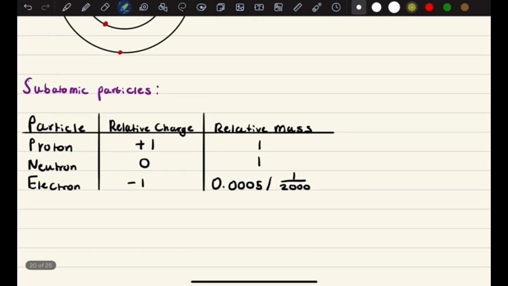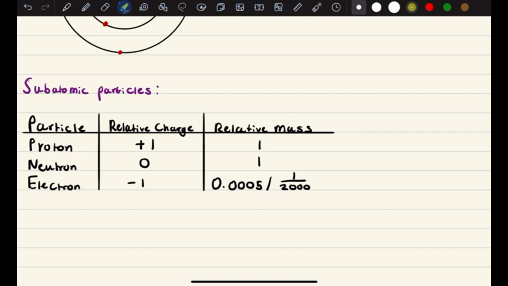Now, subatomic particles as well is quite important. So the subatomic particles, your protons, your neutrons, and electrons, we compare their charge and their mass in relation to each other, just because obviously these are really tiny. If you think that atom's tiny enough anyway, these are really tiny. So we're going to compare its charge and its mass to the other ones. So a proton is a relative charge of +1 because it's positive. The neutron's neutral, 0, and the electron's -1 because it's negative.